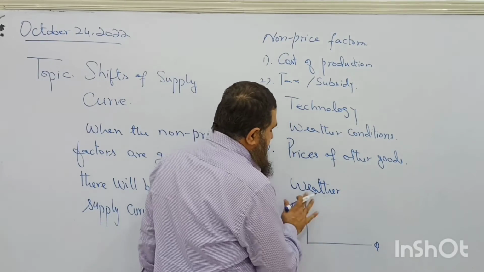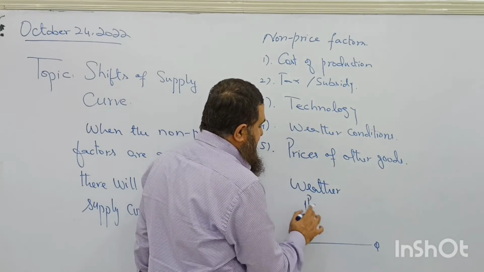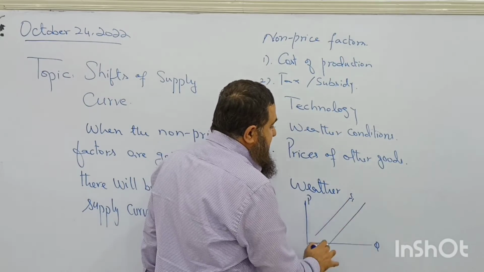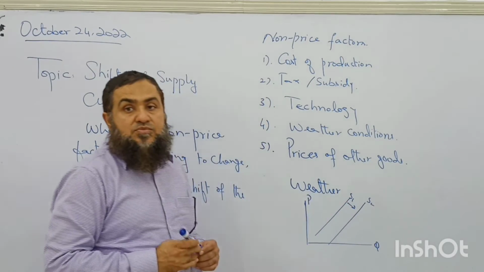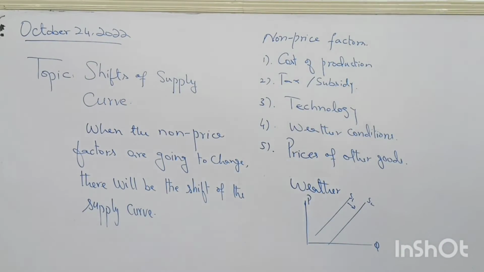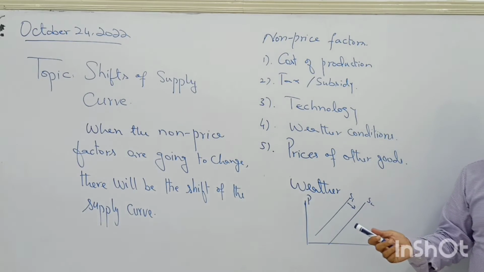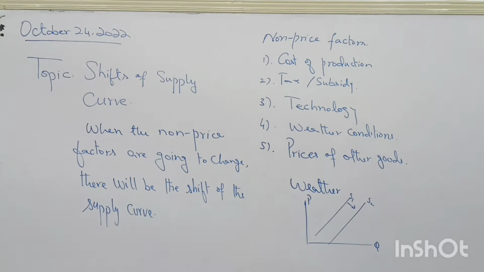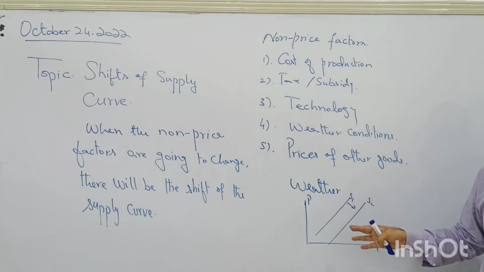A favorable weather will cause an increase in supply. Favorable weather conditions will increase the supply, or you can say a better irrigation system, better fertilizers, better pesticides for the agricultural output. They will increase the supply of the products in the market. And when weather is unfavorable, what happens to the supply of agricultural goods? They will decrease.